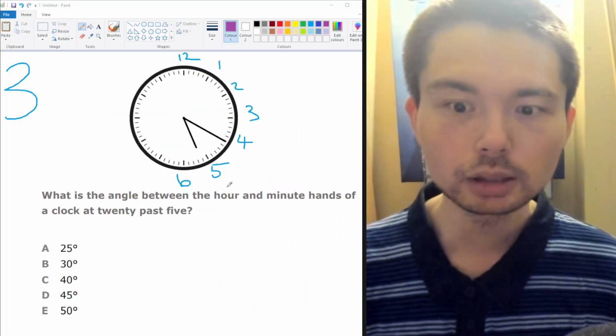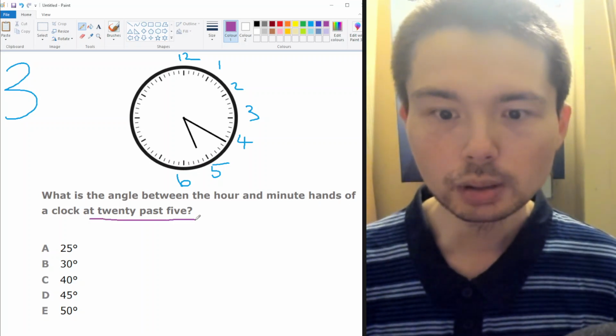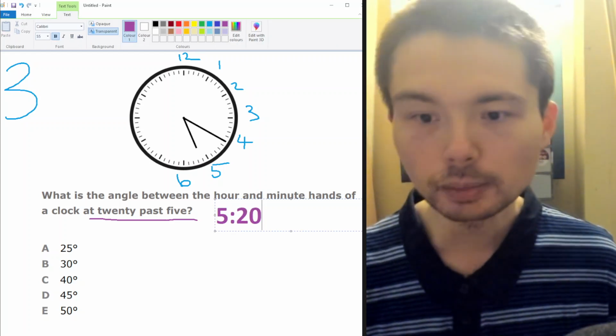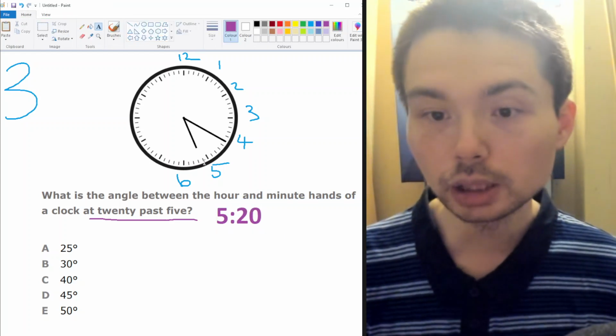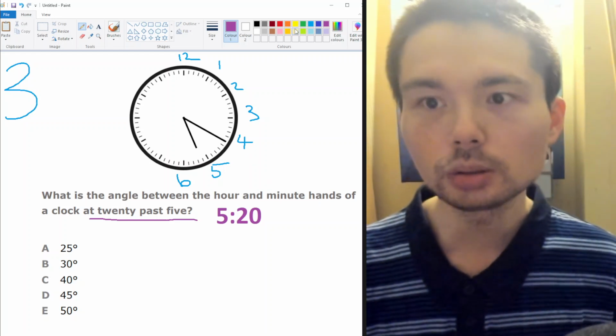Question 3. What is the angle between the hour and minute hands of a clock at 20 past 5? So you see that bit, 20 past 5 is 5:20. Okay, they've shown that on the clock. Now how do we tell the clock? We need to look at the little hand and the big hand. Okay, so we want angles.